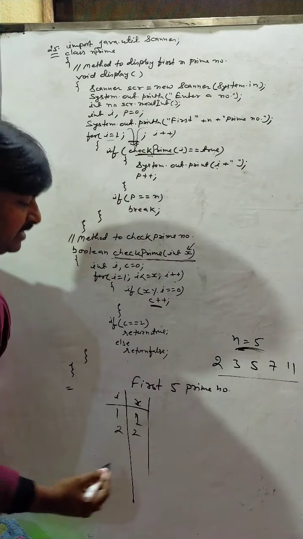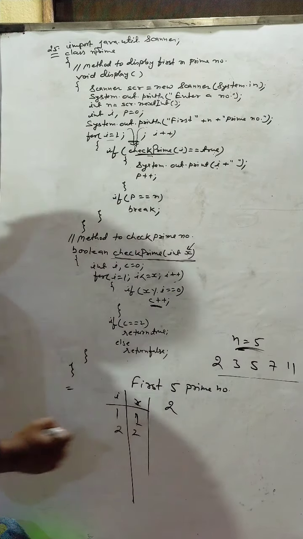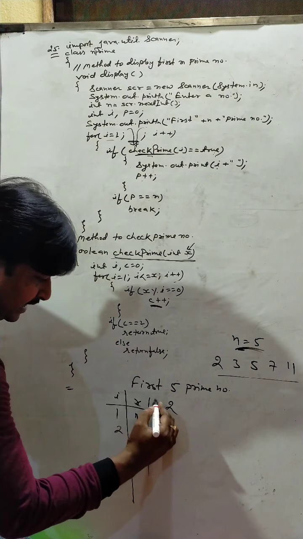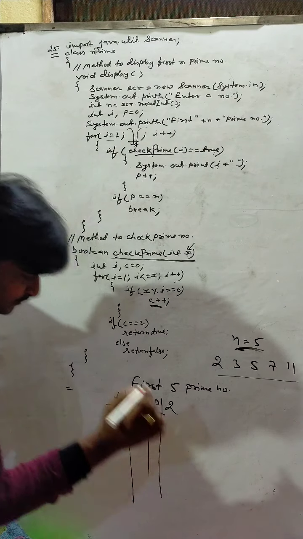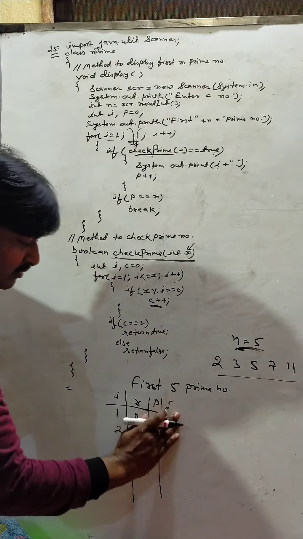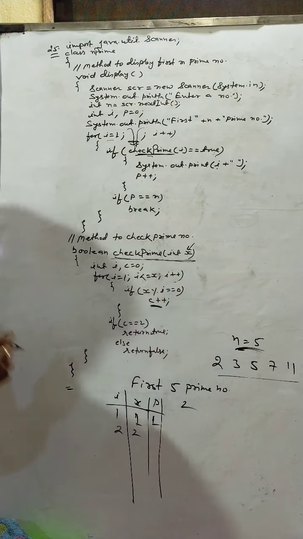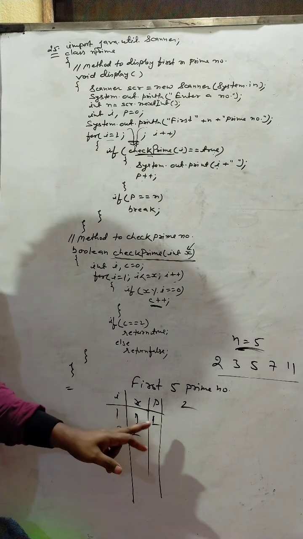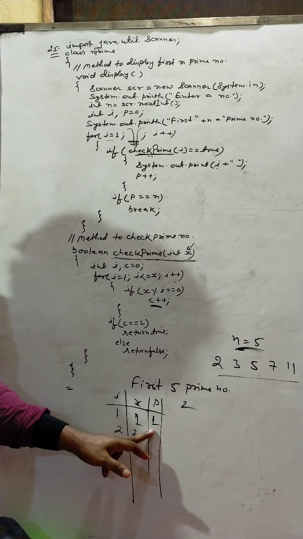True equal to true, therefore this condition is true. Here i will be printed, means the first prime number will be printed, and the value of p, which is initialized as 0, is now 1. First prime number is 2. As soon as the program prints the first prime number, it also counts it.